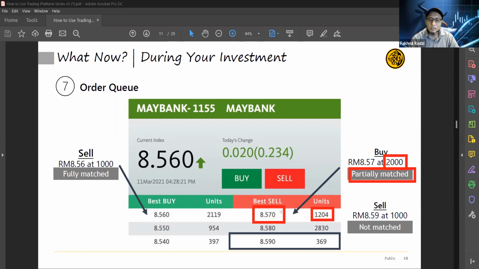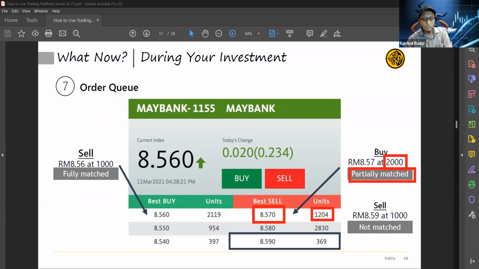It is already in the market. There is a ready seller for you to grab the stocks at the current price, 8 ringgit 57 cent. But you key in 2,000 units, okay? But the seller only has 1,200 units. So the order will be partially matched, and the difference will be automatically queued for you to buy at 8.57 ringgit with the balance of the units that you key in. It will be partially matched.